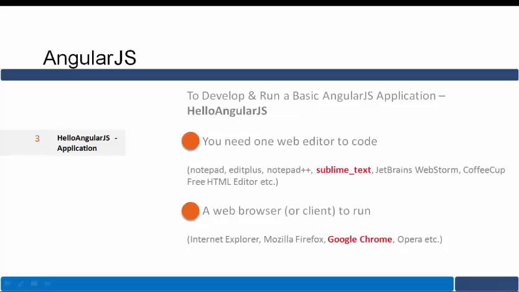Finally, we have the best part of this module. Now we will develop and run a basic AngularJS application, Hello AngularJS. To do this, you need a web code editor and a web browser or client to run your application. Well, you can use any editor you are familiar with and a browser for your development. Here, I am using Sublime Text for coding and Google Chrome for output.